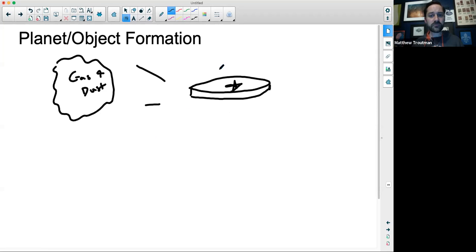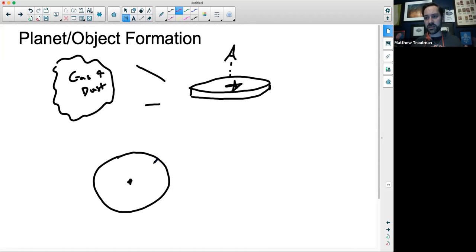So I'm going to switch my view and note that this is our view, observer view. That's our symbol for observer. And we're going to look down at this system, and I now will have a disk here with a central star. So this material of gas and dust will have a lot of stuff going on inside it.